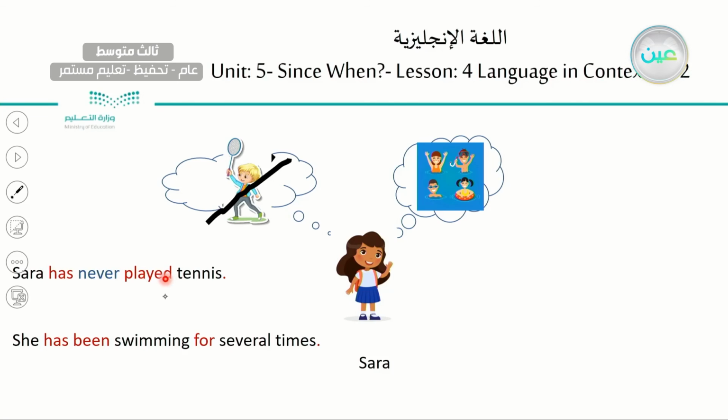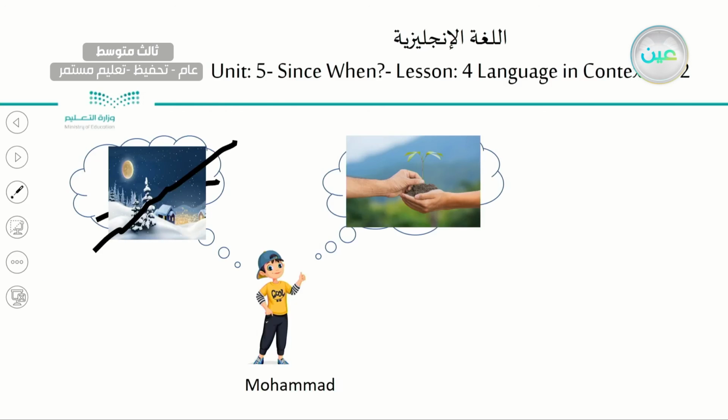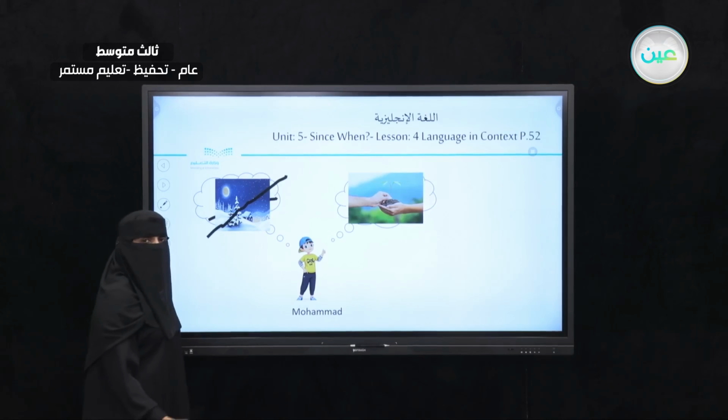Sarah has never played tennis. She has been swimming for several times. For. Okay, I used for here. What about this one, this boy? His name is Muhammad. This is something he did. This is something he didn't. Write the statements. Use he, has with he. We can say we use has with it, okay?